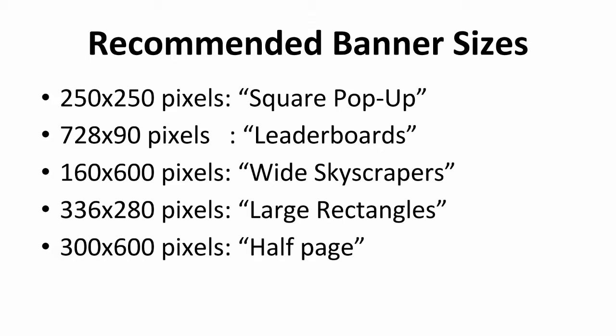160 by 600 pixel banners, or wide skyscrapers, work best when they are placed along the sidebars of web pages. These types of banners are good at accommodating product images. 336 by 280 pixel banners are also called large rectangles. You can usually use these at the bottom corners of websites or at the end of articles.